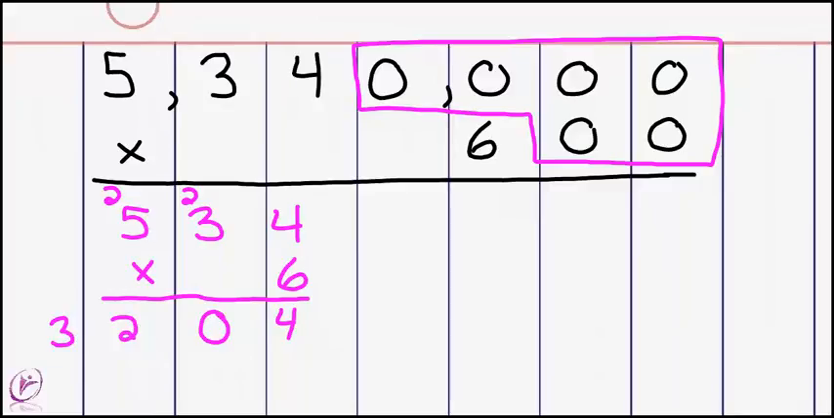Now make sure we don't forget this important step. We need to go back to the original problem and count all of the zeros that we cut out. 1, 2, 3, 4, 5, 6. So in our answer, we need to add 6 zeros. As you can see, we end up with a rather large problem. 3,204,000,000. Let's look at another problem.